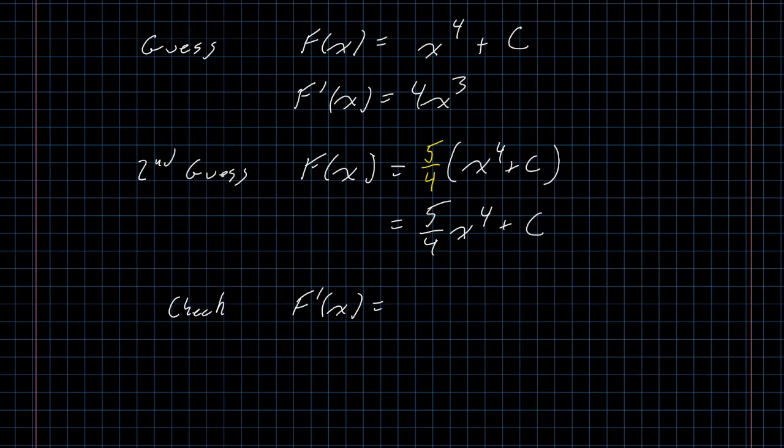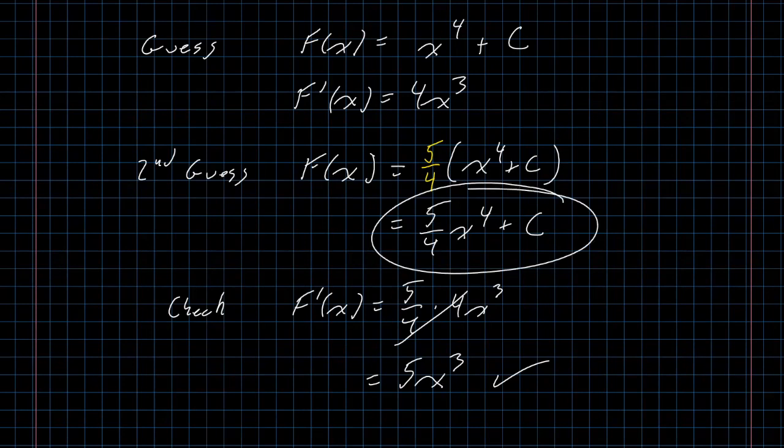All right, so we tried differentiating here. We'll have 5/4 times 4x cubed, and the derivative of a constant is still 0. The 4's cancel each other out, leaving me with 5x cubed, which is exactly what I said I wanted. So on my second guess, I got it right.